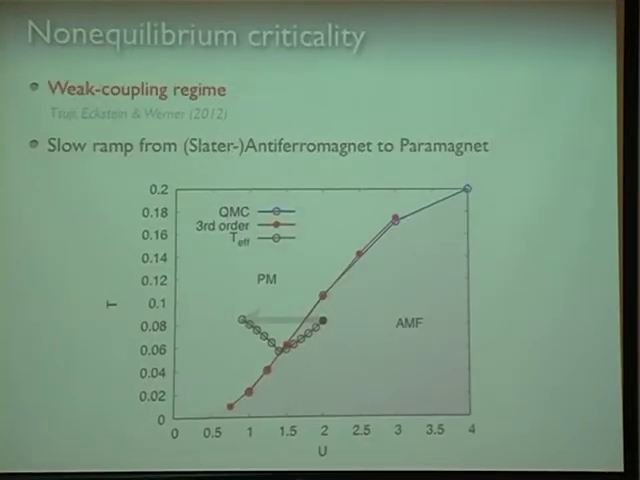Okay, and in the last part of the talk, I want to switch now to the weak coupling side of the antiferromagnet. So this is the phase transition line on the weak coupling side, and again we do a quench from the antiferromagnetic to the paramagnetic phase, and the black dots here again indicate the temperature where we will end up after the quench.